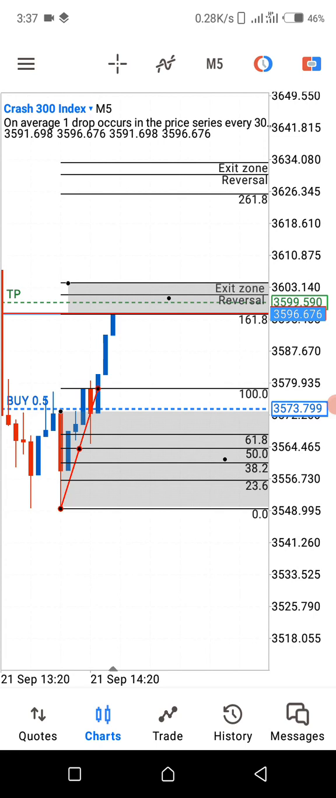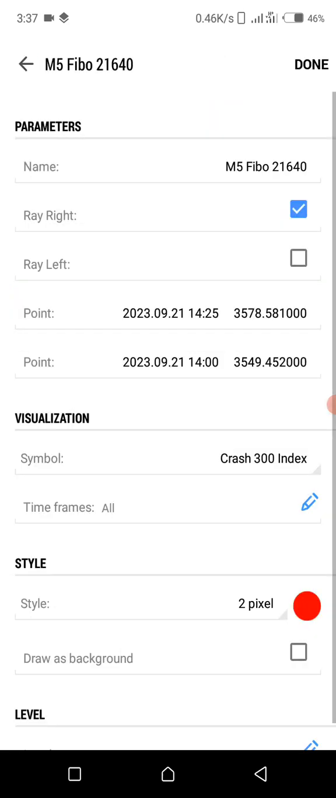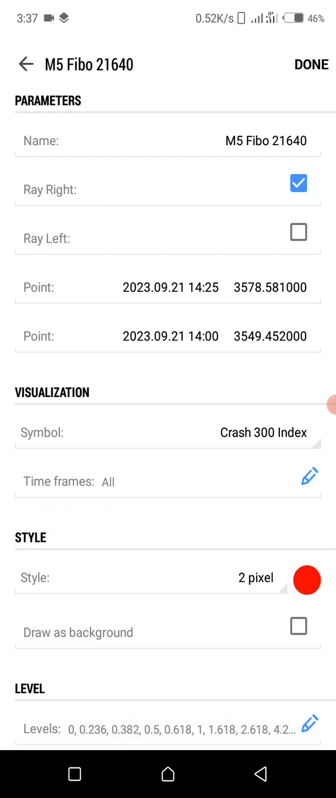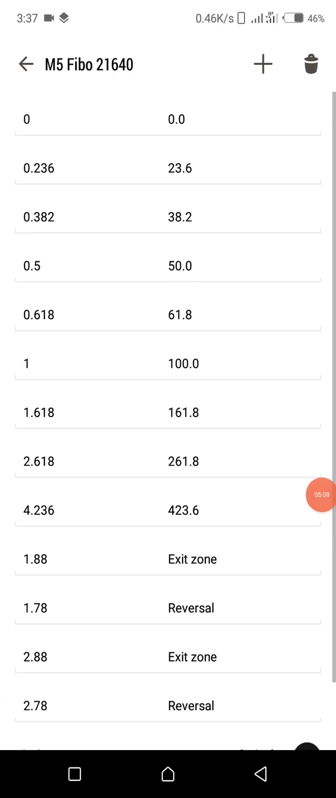So this is the settings of the Fibonacci. You can screenshot or just pause the video. If I tap on these levels now, you can copy down the levels. So these are the levels on the settings.